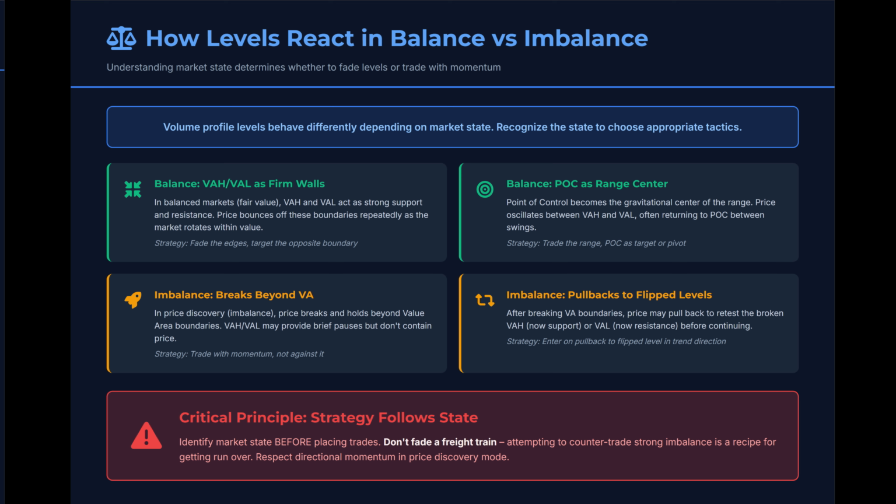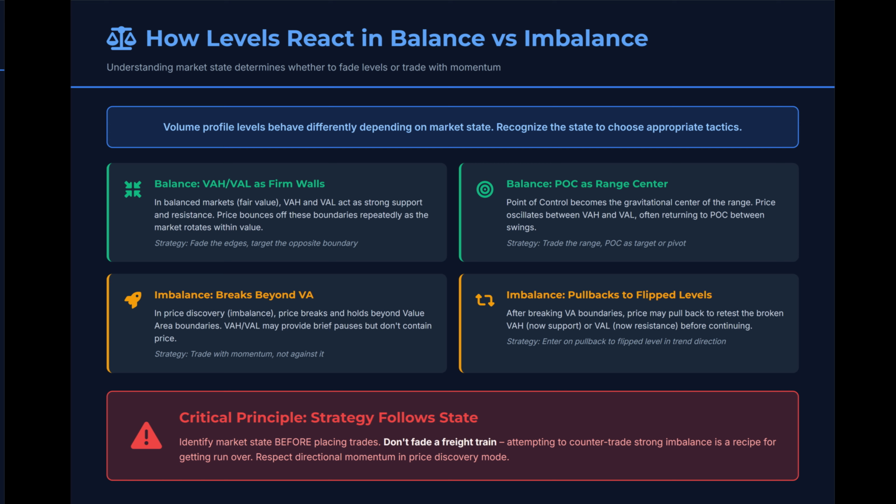Here's the critical principle that ties everything together. Strategy follows state. Before you place any trade, you must identify the market state first. Is this balance or imbalance? Is the value area stable or shifting? Is the POC sticky or migrating? Once you answer those questions, the level behavior becomes predictable and your tactical approach becomes clear.